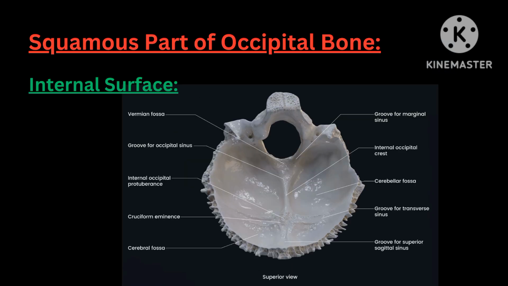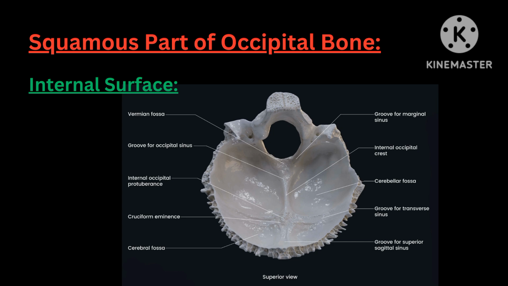Squamous part of occipital bone. The squamous part of the occipital bone is also called squama of the occipital bone or occipital squama. Like other parts of the occipital bone, it has an internal and an external surface. The internal surface of the occipital squama features the following landmarks: cruciform eminence, internal occipital protuberance, internal occipital crest, groove for superior sagittal sinus, two grooves for transverse sinus.